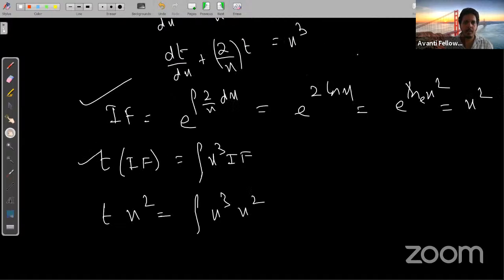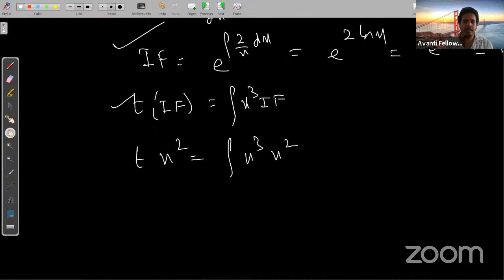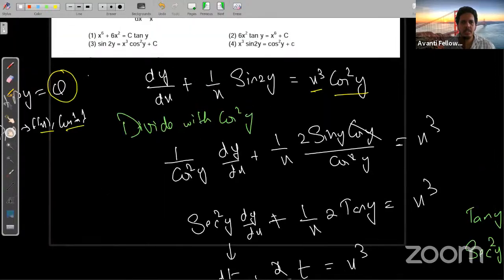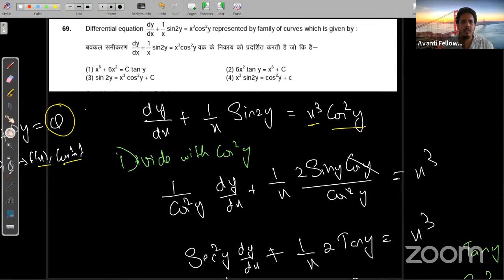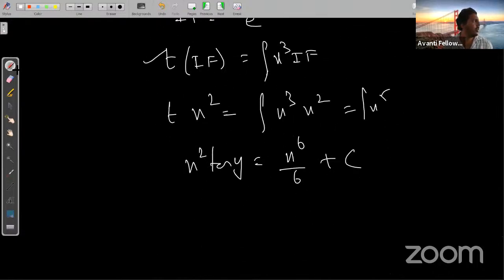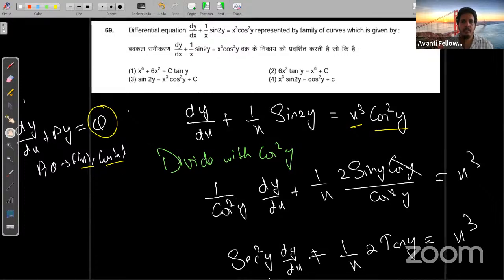Is the sign also very important? So what is t we are taking? We can just substitute it. tan y. So x square into tan y is equal to integral of x power 5, which is x power 6 by 6 plus c. So this will be your answer. Has he given anything extra in the question? No, that's it. So what can we say? 6x square tan y is equal to x power 6 plus c.